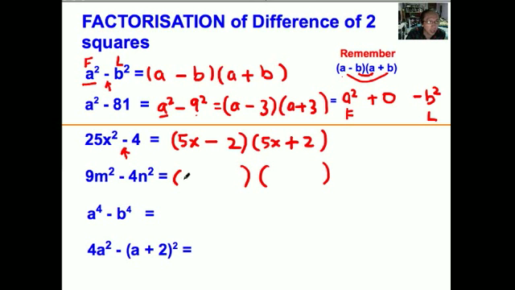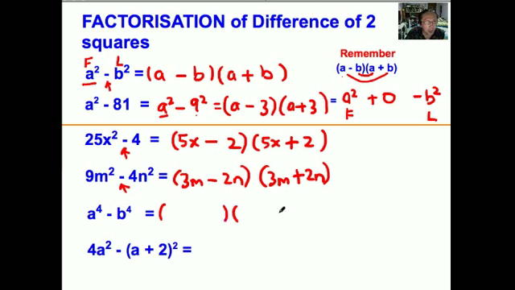Similarly here, to get a 9m squared is 3m times 3m. To get a 4n squared is 2n times 2n. And to get the negative sign, we need 1 minus and 1 plus. In this example, we have a power of 4. It is still a square term.